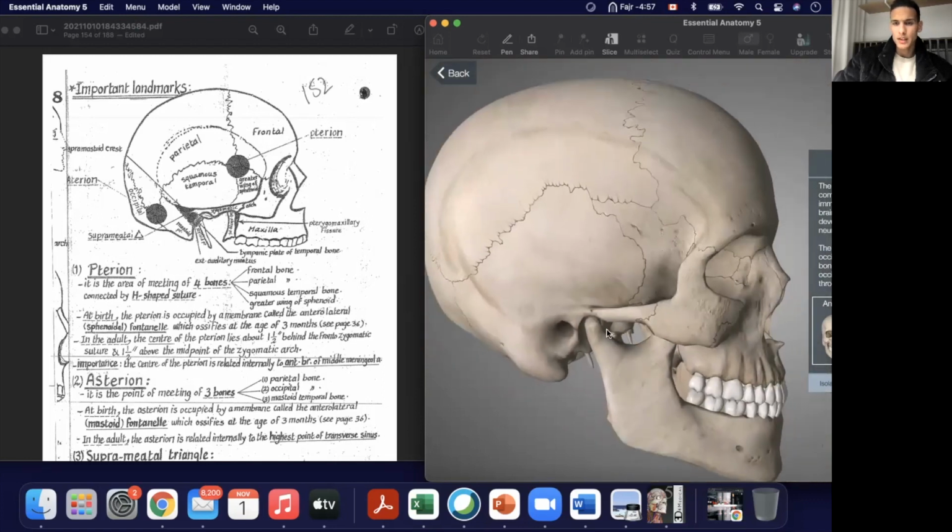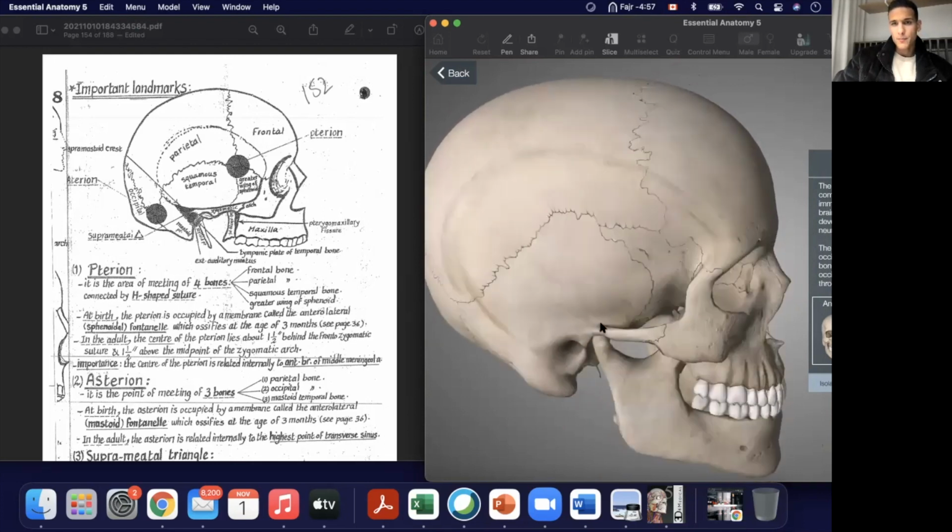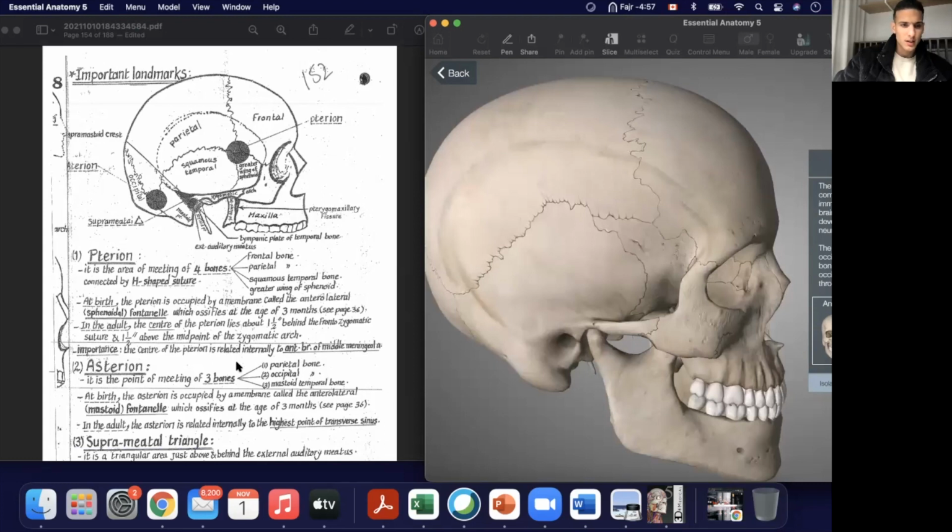One important thing that you see, an important landmark in the lateral aspect of the skull, is the temporomandibular joint between the temporal bone and the mandible. I think the coronoid process of the mandible. Okay. What else? Let's see.